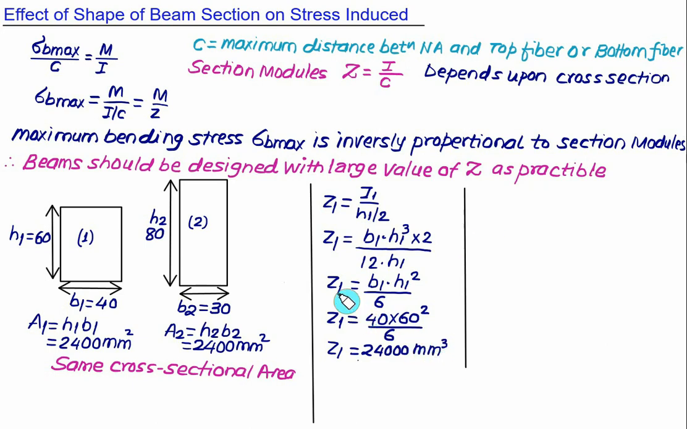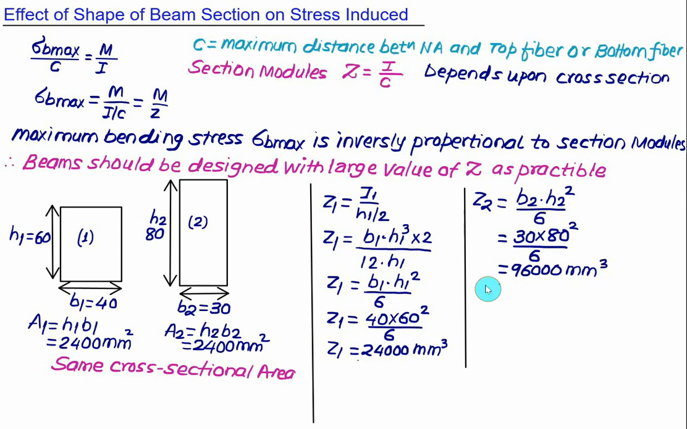Same value we can calculate for the second beam, which has a higher value of depth as compared to the first one. We'll use this formula here, that is b2 multiplied by h2 squared divided by 6. In this case the width is smaller as compared to the first one, equal to 30. We have depth equal to 80, which is higher as compared to the first case, divided by 6. So we'll check here, the value of Z2 will be higher as compared to Z1, and will come out to be 96,000 mm cube.